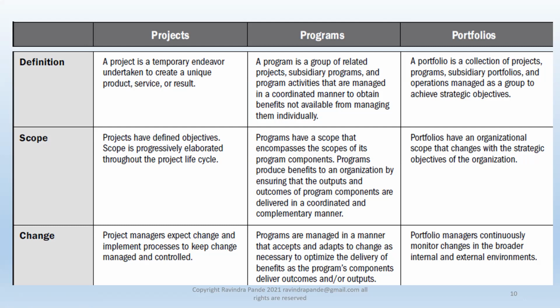Okay, let's try to understand how we define each of these entities and understand the length and breadth of these job roles. Projects, as we've seen, a project is a temporary endeavor undertaken to create a unique product, service, or result. A program is a group of related projects. Related because that's why you are a senior manager in terms of handling similar projects. Might be for a client, might be for a different client.